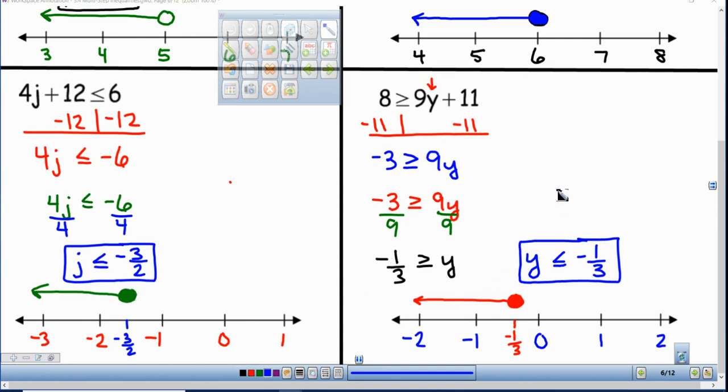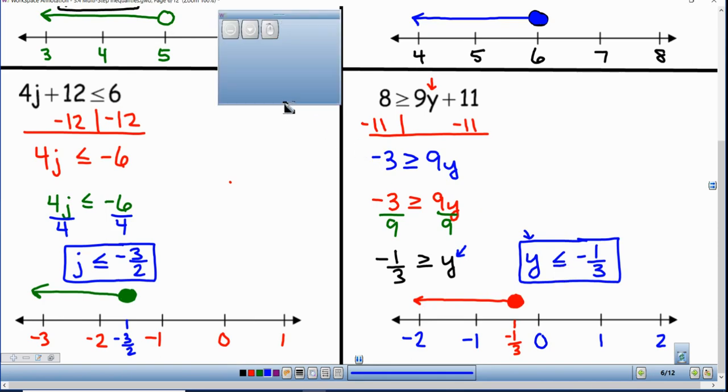On the right one, you didn't have to flip because you divided by a +9, but at the end, we did rewrite the inequality with the variable on the left side. And so it looks like we're flipping it, but we really aren't. We're saying the same exact thing. This one was -1/3. Make sure that you put that in the right spot. And this one also is filled in because we are saying that -1/3 is a solution.